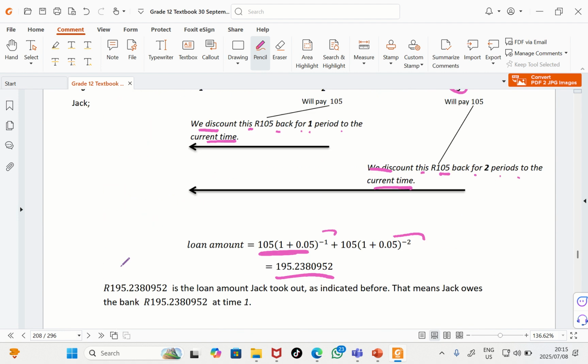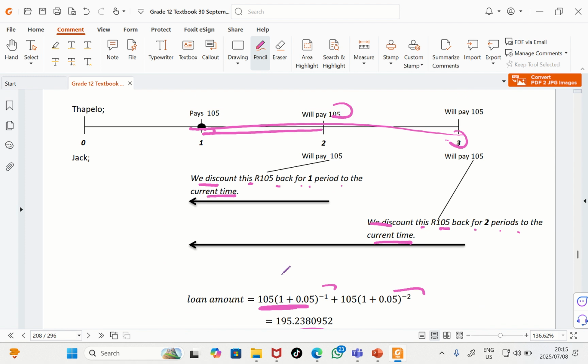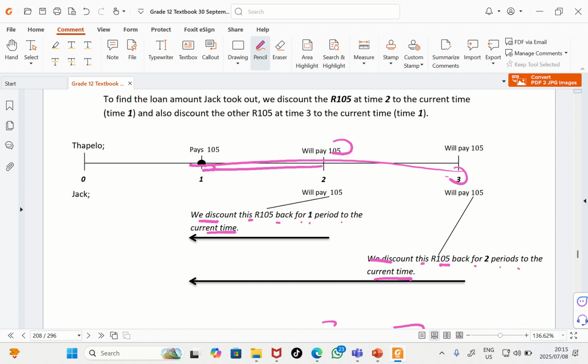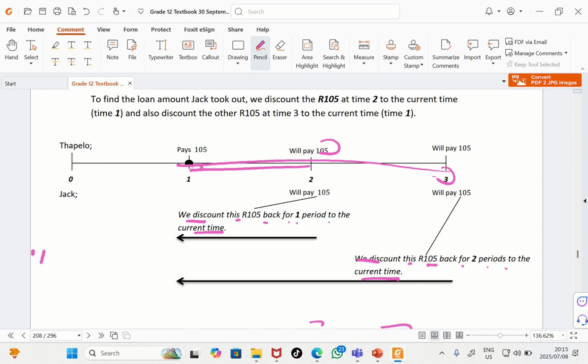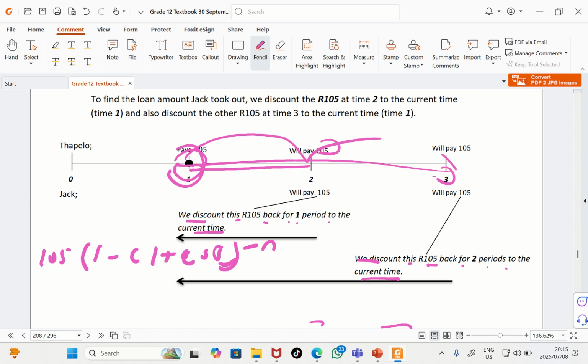Another way to calculate this, you could use that discounting method, or you could use the present value and go the 105. That's you doing the same calculation, yeah? The 105, then 1 minus 1 plus 0.05. Remember I said that n represents the number of periods until the last payment, 1, 2.